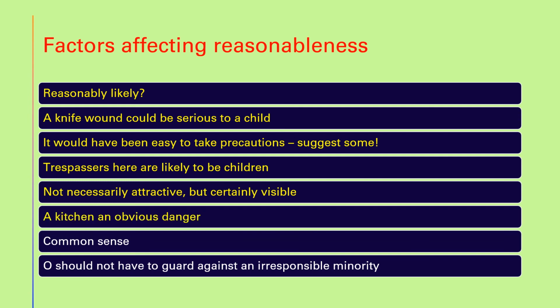How obvious was the danger? Well, it is an obvious one. Again, we've dealt with this: common sense. Well, a 10-year-old may not possess the same level of common sense. So in terms of factors, should you be expecting a 10-year-old to use common sense? Arguably not. Now the occupier should definitely possess common sense, and the occupier should not have to guard against an irresponsible minority. It shouldn't have to. But with this one, we've got the potential of children not necessarily being a minority in a holiday camp.